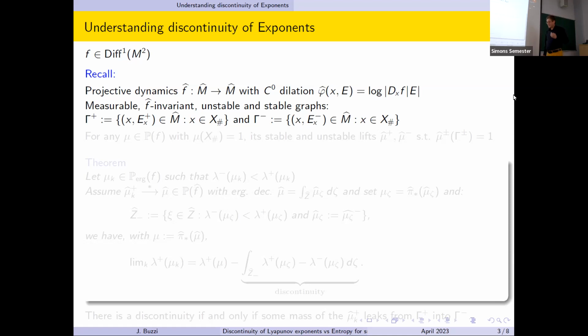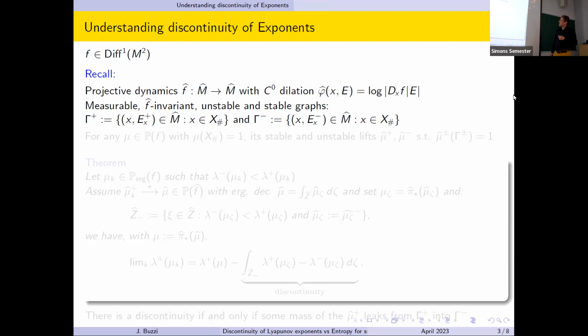To understand what the failure of this semi-continuity means, we introduced the projective dynamics on M hat, the projective bundle. Over each point you have the set of one-dimensional vector subspaces, the set of directions. We have the dilation function phi hat: since in the projective bundle you have not only the point but the direction, you can look at the differential applied to this direction, and it gives you a dilation and a norm. You take the log because we are used to taking sums.